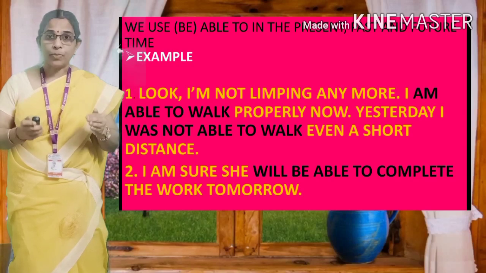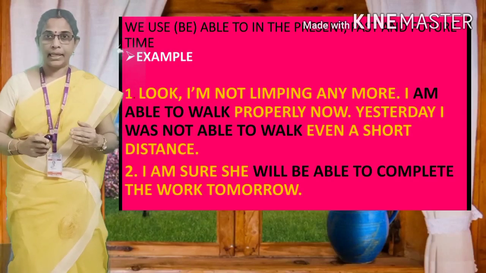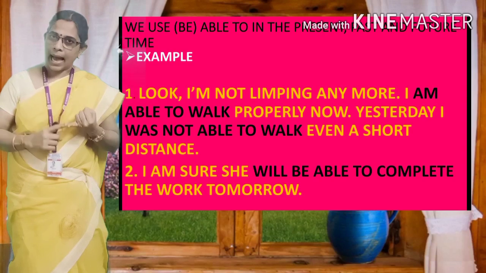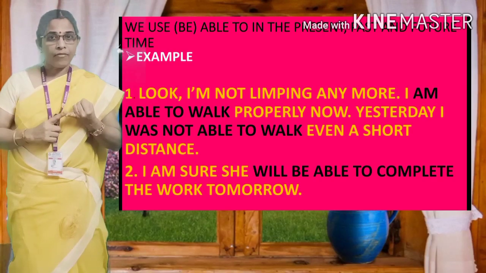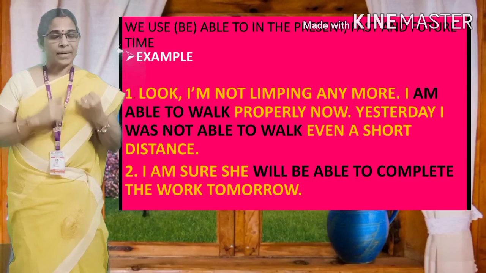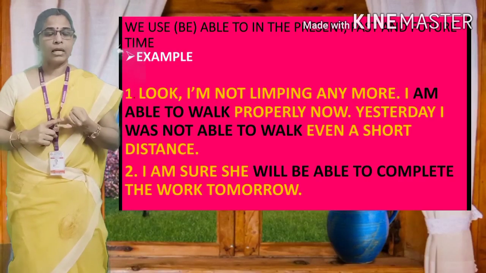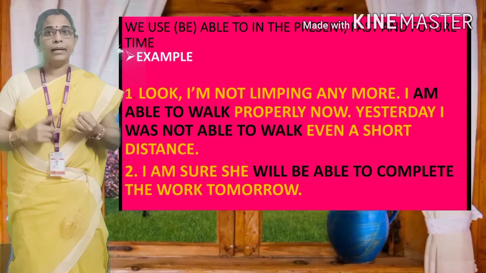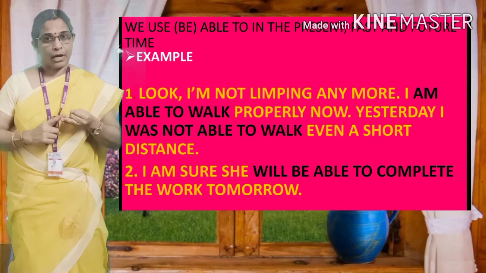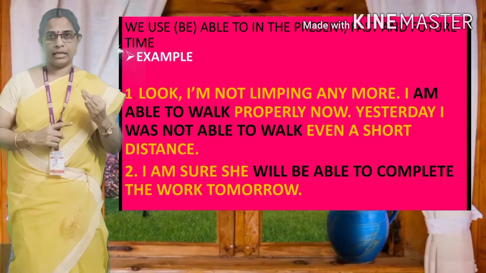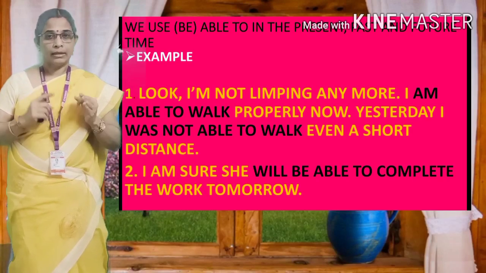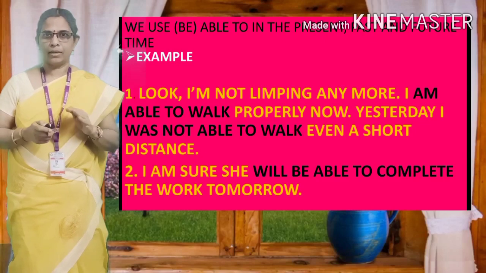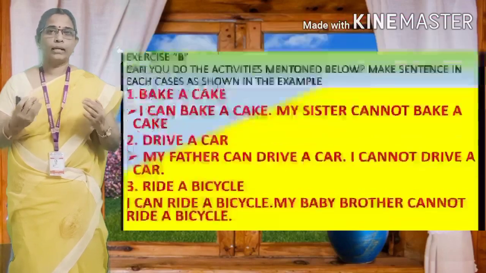So if you express a possibility and ability, we can use the words can, could, be able to. Can will be used for both present tense and future tense. The words could and be able to we can use in three tenses: past tense, present tense and future tense. This you have to keep in mind. Clear? Go to exercise B.